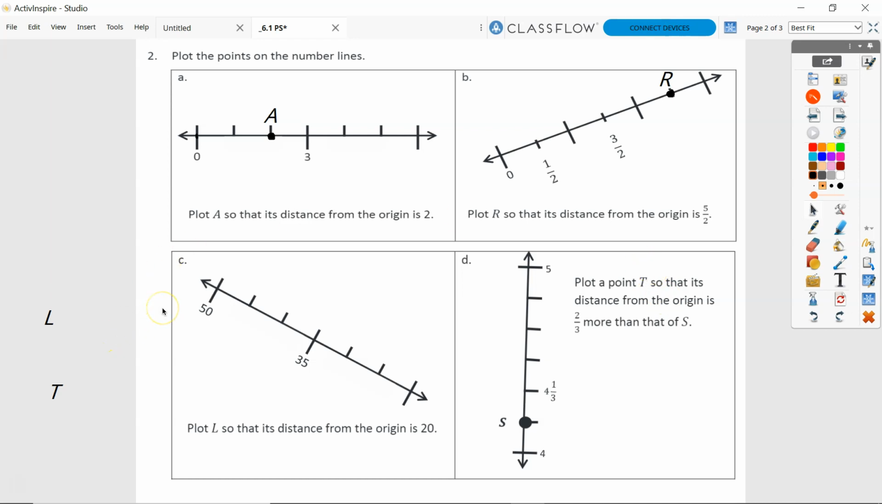2C, it says plot L so that its distance from the origin is 20. Well, I see 50 here and I see 35. I also see that between 50 and 35, they're split into thirds. So if I skip count and say 35, 36, 37, 38, no, that doesn't make sense. And if I say 35, 40, 45, 50, I say, oh, okay, each tick mark represents 5.